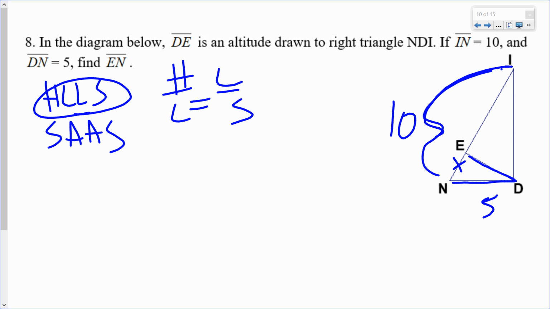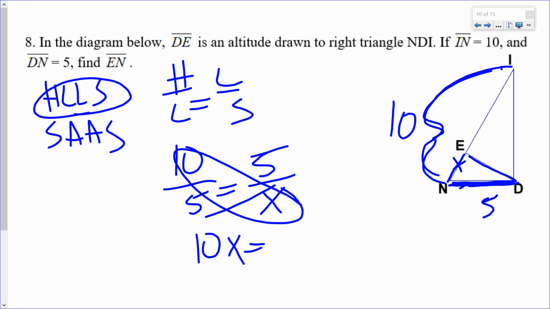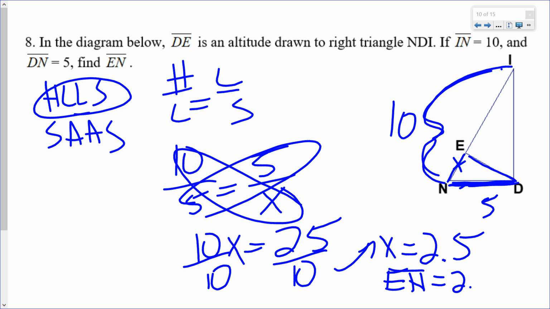H is this whole thing. It's kind of on its side. You might want to turn your head a little bit. Your L is 5. Your L again is 5. It's always the same thing in the bottom left and top right. If I'm using this leg, I use this seg, which is X. Cross multiply and solve. 10x equals 5 and 5 is 25. Divide by 10. X equals 2.5. And that's your answer. EN is 2.5.